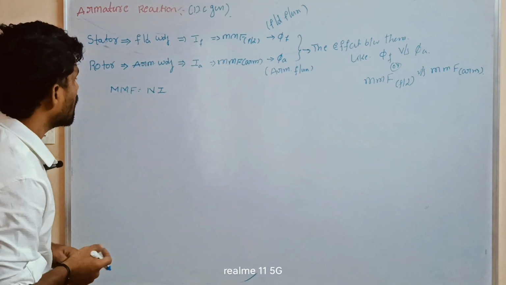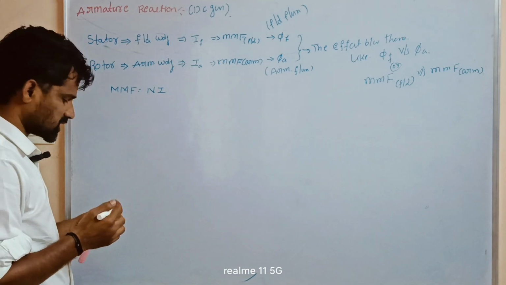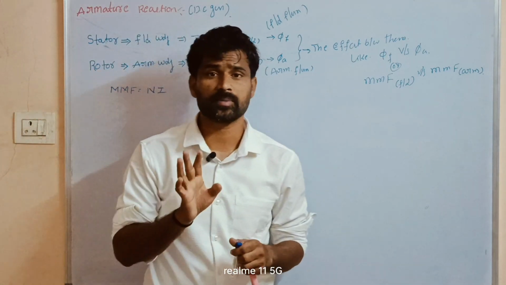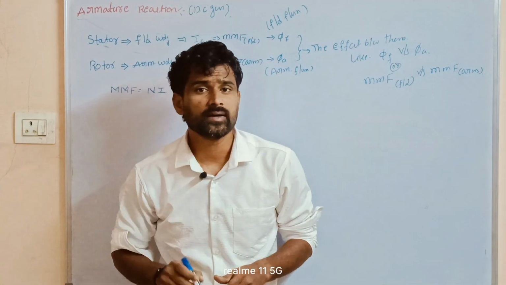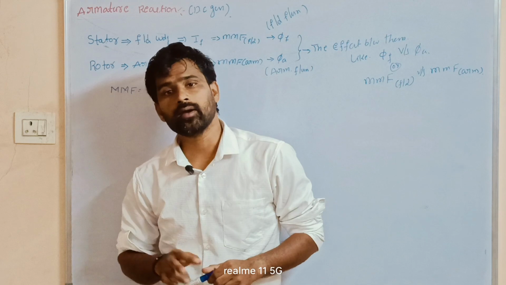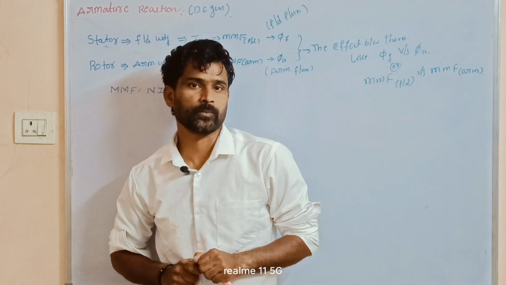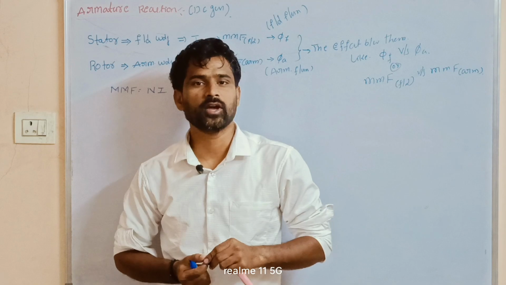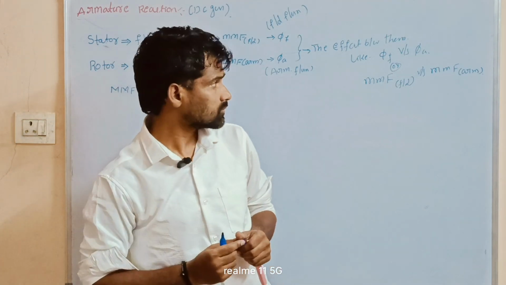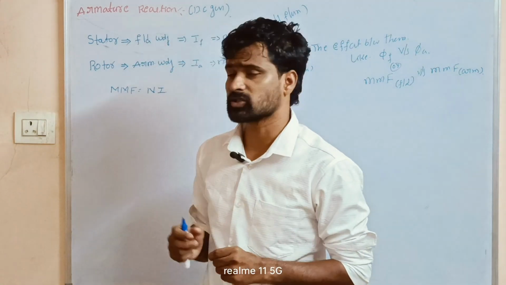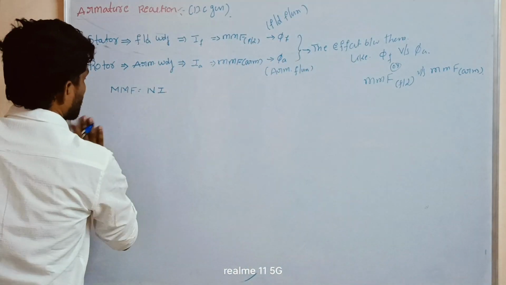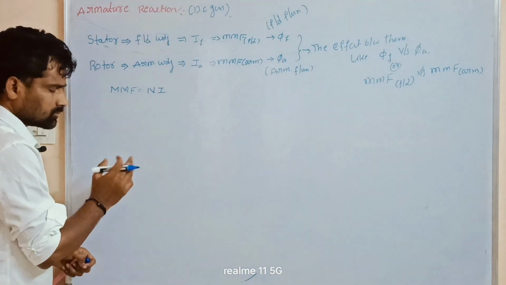Now, what are the effects of armature reaction? There are basically two effects: one is the demagnetization effect and the other is the cross magnetization effect. So how do the demagnetization effect and cross magnetization effect come about? Before that, we study the basic operation of the DC generator.